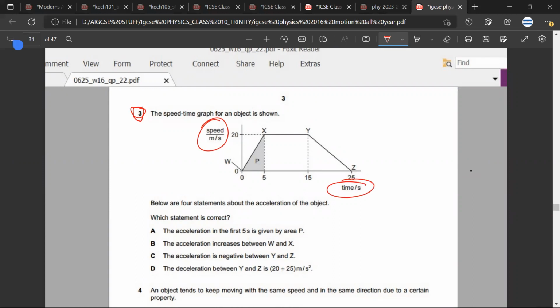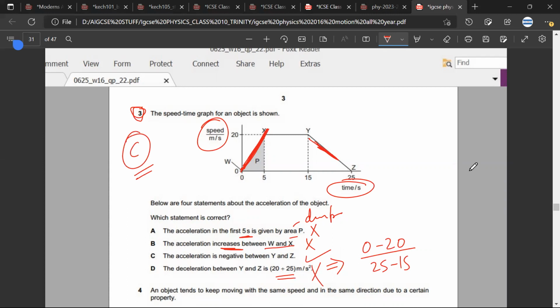Speed time graph. Sir, acceleration in the first 5 seconds is given by the area. No, this is incorrect because area is displacement. Yes, sir. Acceleration increases between W and X. No, it doesn't increase. It remains constant, because the slope is constant. Acceleration is negative from Y to Z. Yes, acceleration is negative. Deceleration between Y and Z is 0 minus 20 upon 25 minus 15. So this again is incorrect. So the right answer would be C part. Chris, do we agree? Yes, sir.